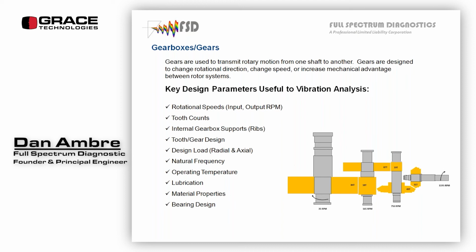So gears are used to transmit rotary motion from one shaft to another. Gears are designed to change rotational direction, change speed, or increase the mechanical advantage between rotor systems. So key design parameters useful for the vibration analyst are rotational speeds, the input, the output speed. Usually those are the easy things to get. The internal shaft speeds are also very important because that's all part of the gear ratio in effect.